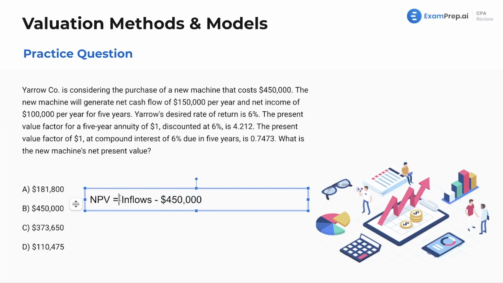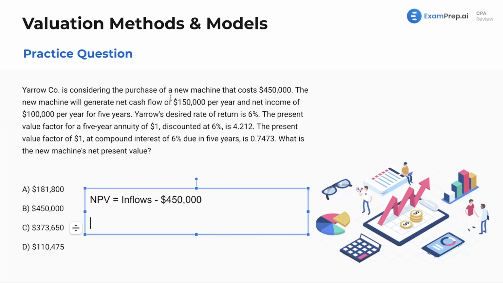So that's that. I always like to write the formula out and populate what I can. It makes me feel good, right? Because we're closer to getting the answer. Net present value, this is what we want to find. Now, inflows. The new machine will generate net cash flow of $150 per year and net income of $100.